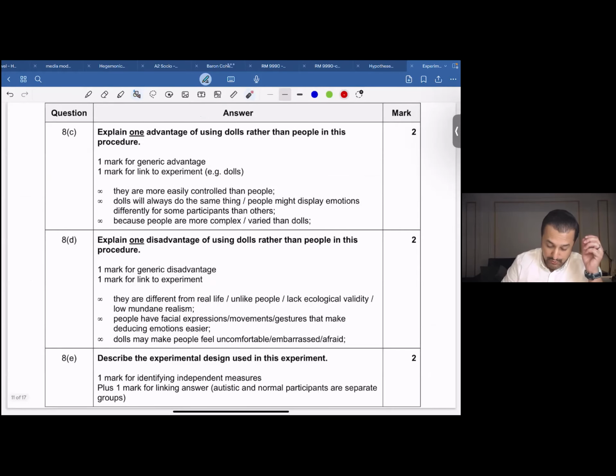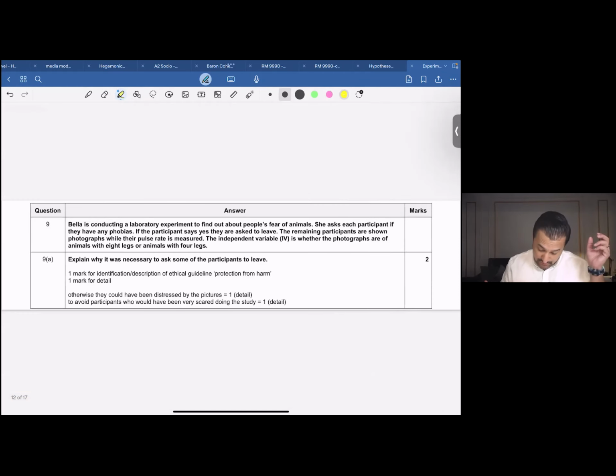Moving on to the relevant question related to experimental designs. The question over here reads, describe the experimental design used in this experiment. Of course, the experimental design used over here is an independent measures design, because we're talking about two distinctively different groups. There's this one group, like I said, that is autistic, and then there's another group that is not autistic, that is the control group. Moving on to another question real quick.